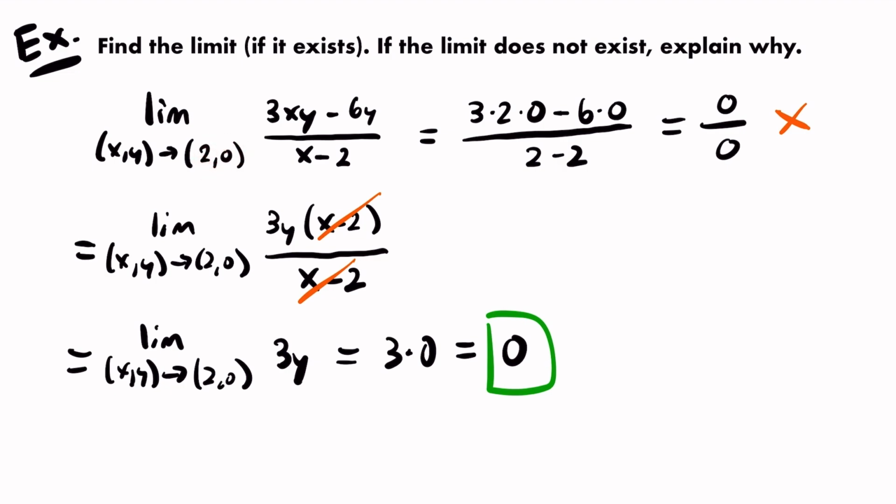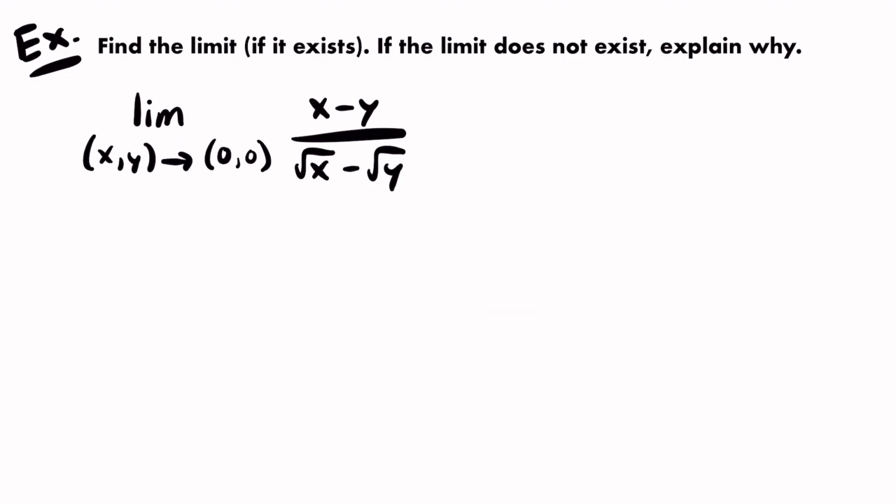Okay, let's look at another example. For this example, we once again want to find the limit if it exists, and if it does not exist, explain why. And our limit is the limit as (x, y) approaches (0, 0) of the function (x minus y) divided by the square root of x minus the square root of y.